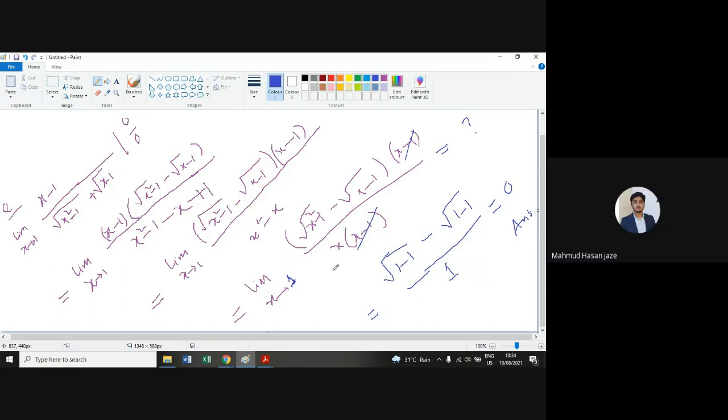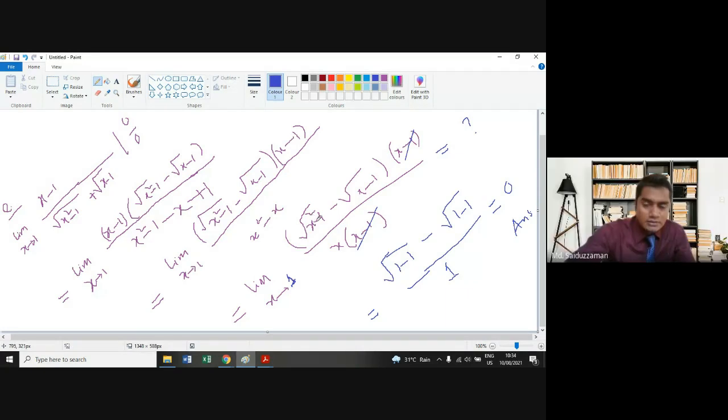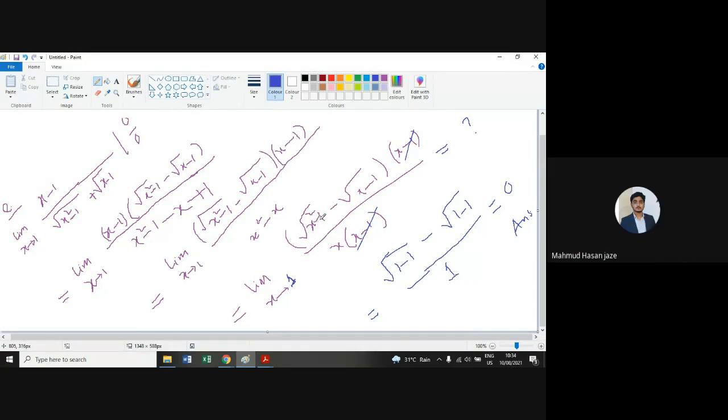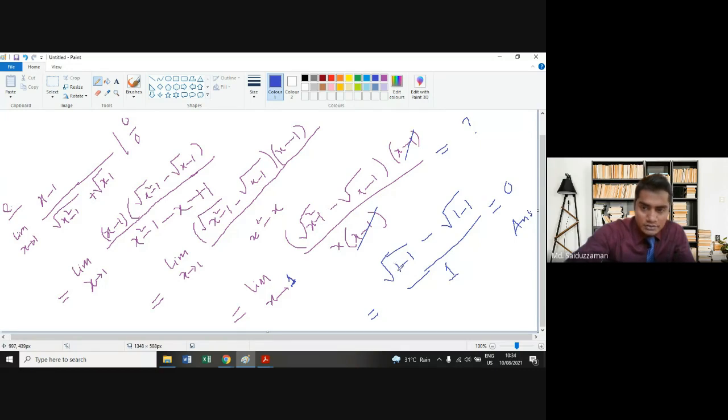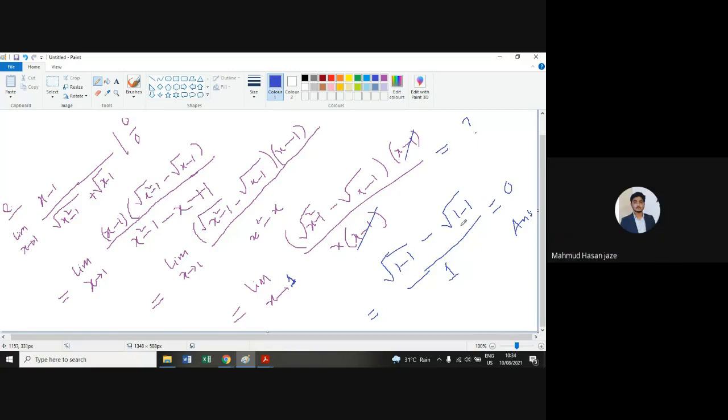The limit of x is 1. When I put the upper portion x value as 1, the value is 1 minus 1. Then minus 1 minus 1. If any upper portion value is 0, then the value is ultimately 0. But we are getting the last part in the math.